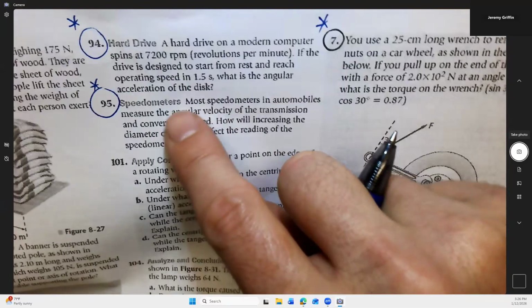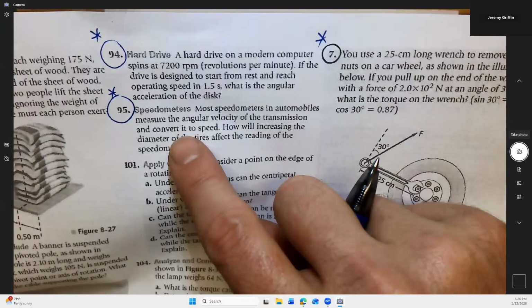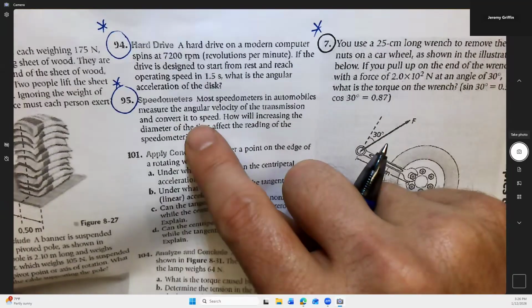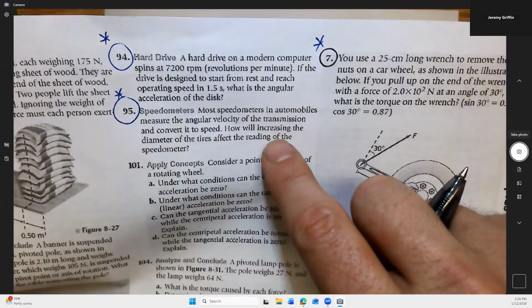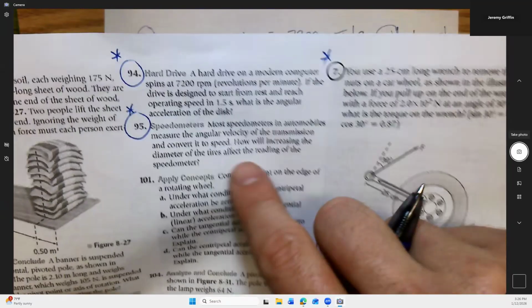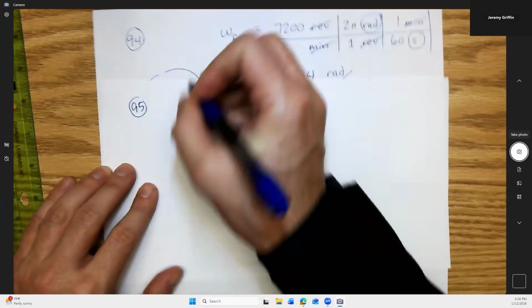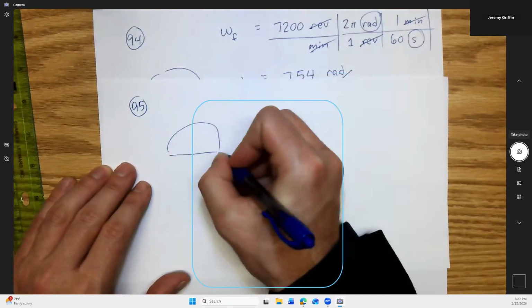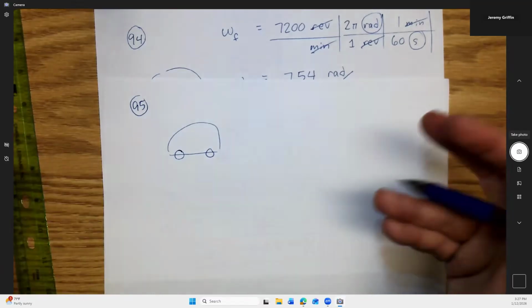It says right here that really what they're doing is measuring the angular velocity of the transmission, and converting it into speed. And the question is, how will increasing the diameter of the tires affect the reading of the speedometer? So let's get a picture going. So this is 95. Let's say I have a car. It's a regular car with regular tires. And I drive it and it tells me how fast the car's going.